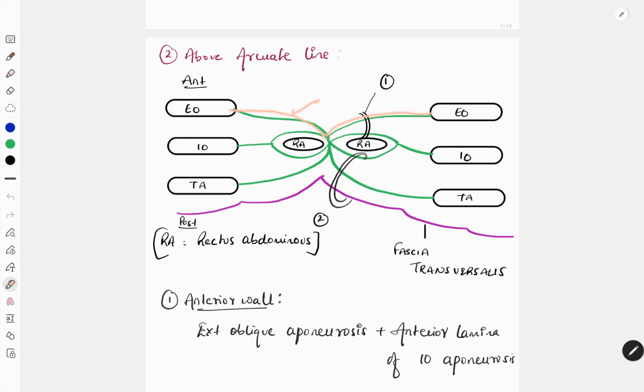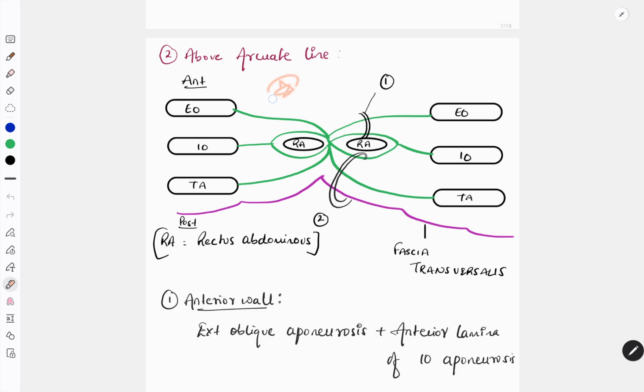They will form your anterior wall. Now in the internal oblique, what happens? It will split into two parts. Here it forms the anterior lamina of internal oblique. This is the posterior lamina of internal oblique. The same happens on this side also, anterior lamina of internal oblique, posterior lamina of internal oblique. And then you have the transverse abdominis aponeurosis, and behind this, the pink color is your fascia transversalis.